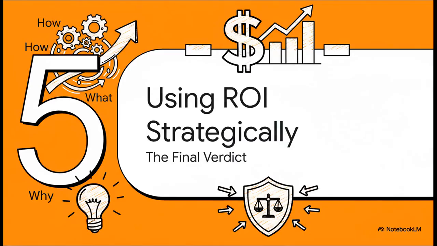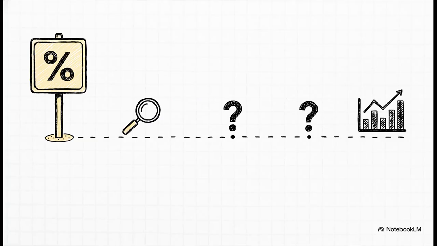All right, we've covered the what, the how, and the why. So now for the most important part. How do we pull this all together and actually use ROI as a powerful strategic tool instead of a dangerous one? And honestly, if you remember just one thing from all of this, let it be this. ROI is a fantastic starting point. It's the first question you should ask about an investment. But it is never, ever the final answer. It's a snapshot that gives you a vital piece of information, but that snapshot always needs more context.